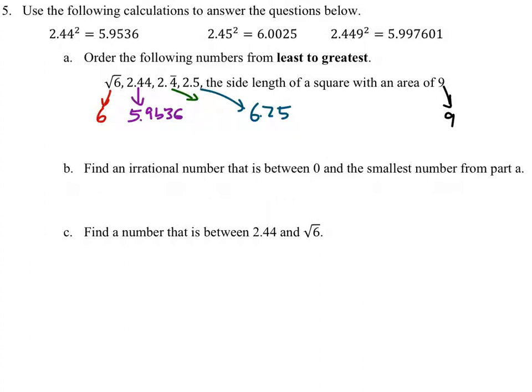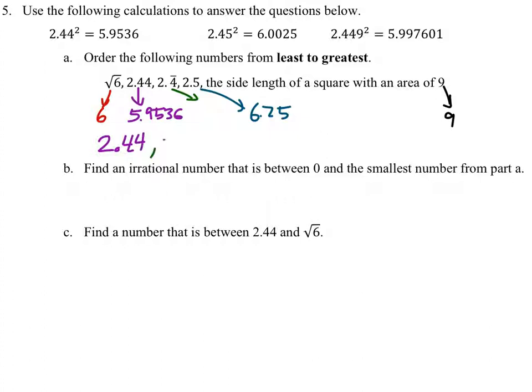So yeah, we are using a lot of logic on this one. 2.45 squared is just a little bit more than 6. This one's less than that, so it's got to be less than the square root of 6 as well. And we already see that it's less than 6.25 and less than 9. So, it appears that the smallest number would have to come from that 5.9536. So, that would be 2.44.